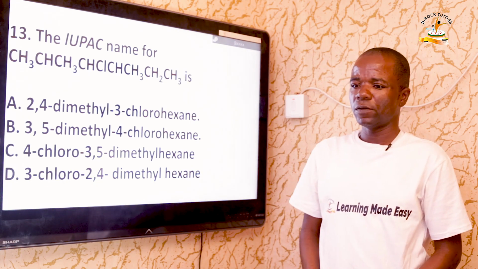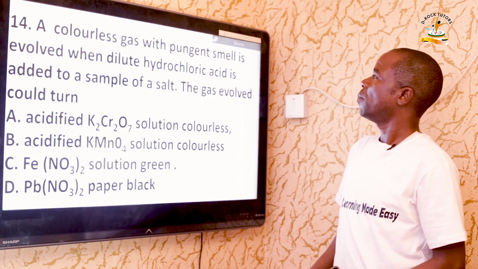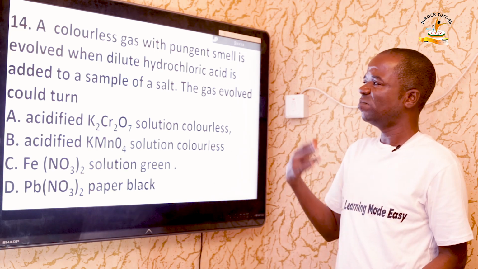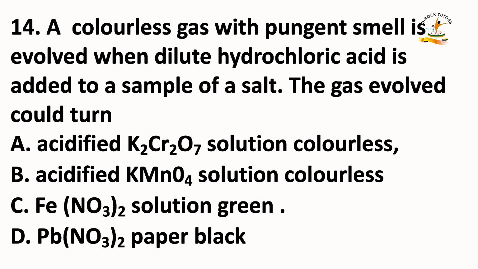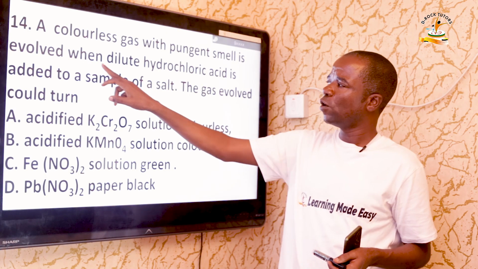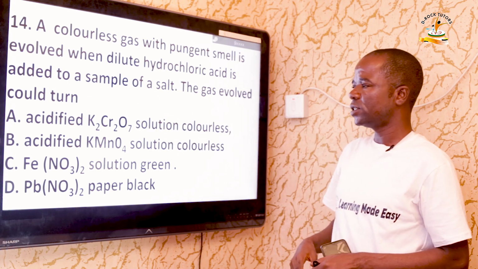Let's go to number 14. A colorless gas with pungent smell is evolved. Evolved means given off. When dilute hydrochloric acid is added to a sample of a salt, the gas evolved could turn... First things first, a colorless gas with a pungent smell. What comes to mind? We are told that the gas was evolved when dilute HCl, hydrochloric acid, is added to a sample of a salt.